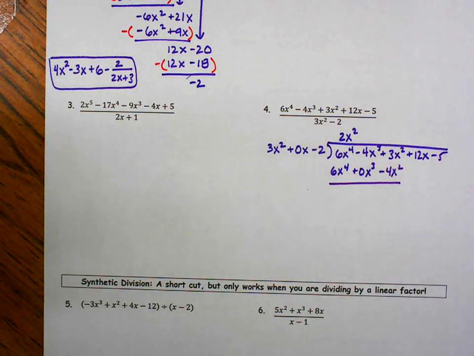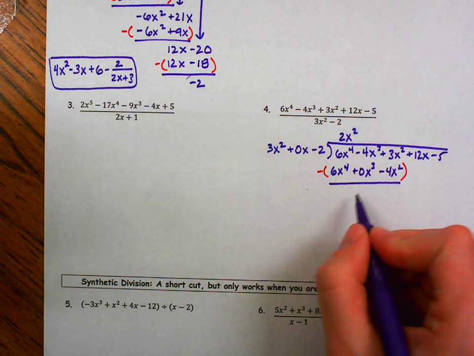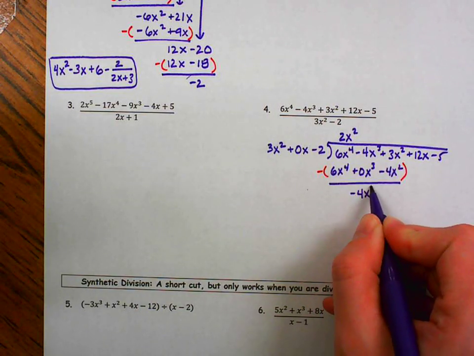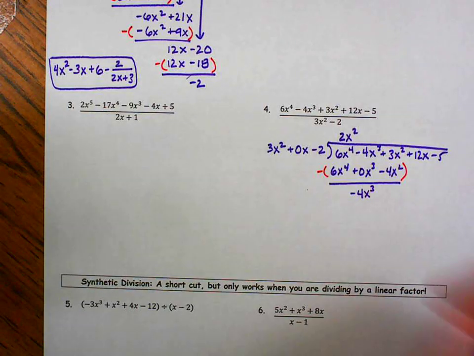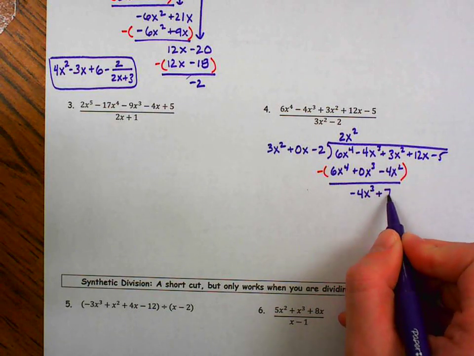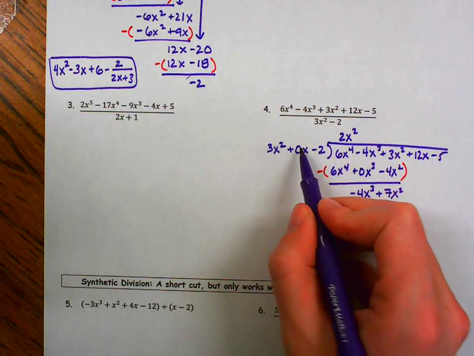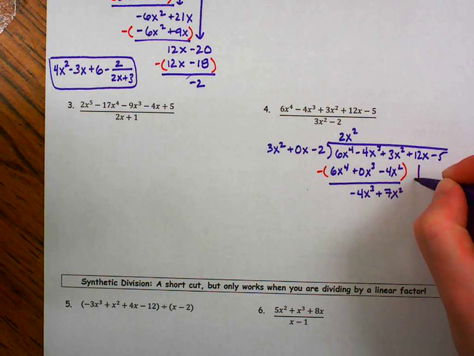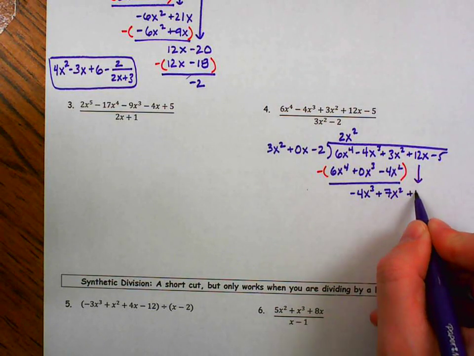So now I subtract. 0 minus 4x cubed. We've got a rolling pen. I'm subtracting a negative 4x squared, so I'm really adding 4x squared, so I've got 7x squared. And then because I have these 3 terms here, because it's a quadratic, I'm going to drop this down, so I now have a third term.